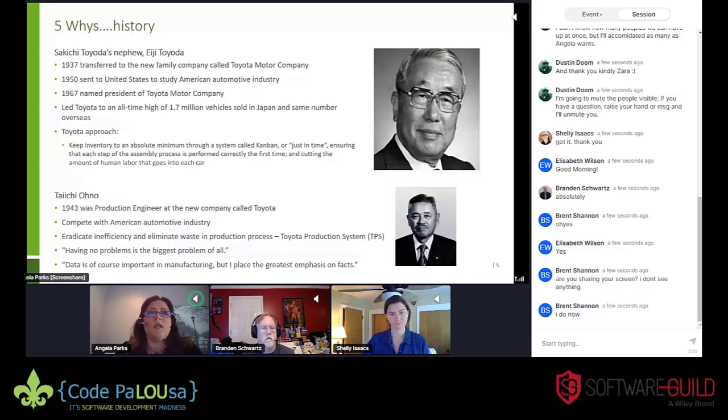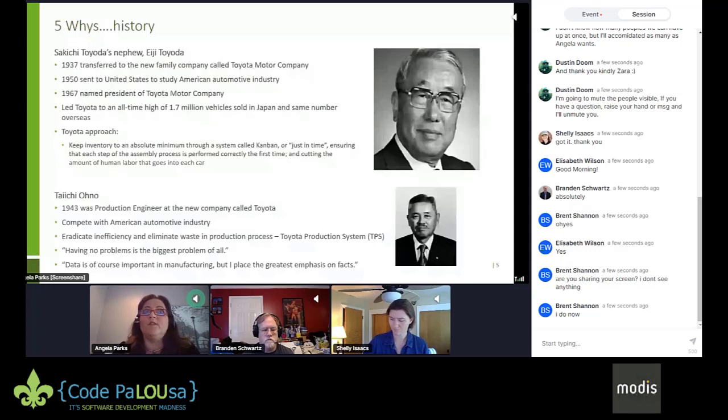Then we also have Taiichi Ono, and Taiichi Ono was also a pretty strong player here. In 1932, he graduated from high school in Japan and joined the Toyota Spinning and Weaving Works. The Toyota family sold this business by 1943, and he was working as a production engineer in the new company called Toyota. So see the connection there. And in this position, he was met with a challenge to boost the company's productivity to compete with the American automotive industry.